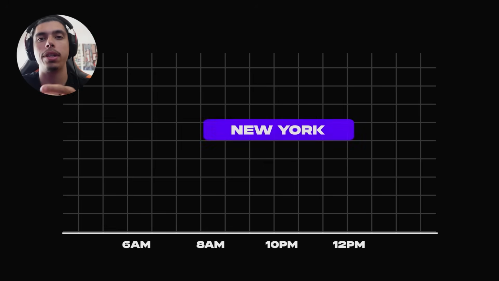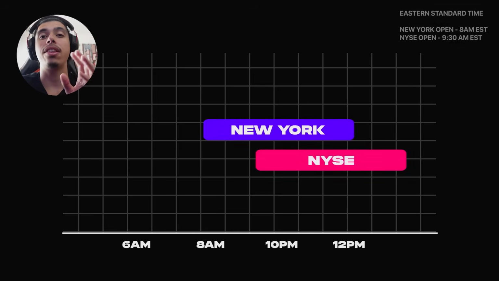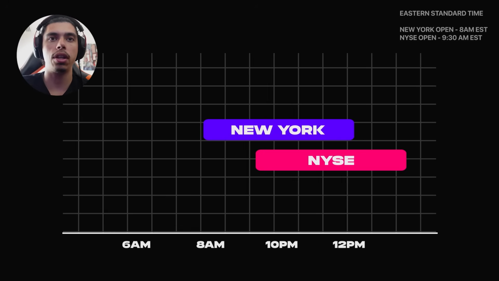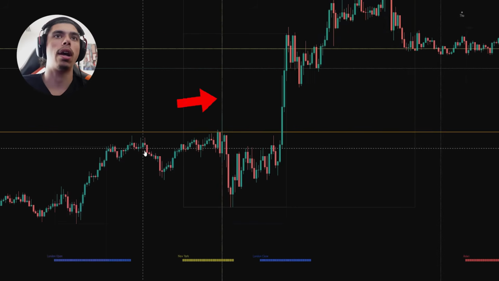So New York open is at 8 a.m. Eastern and NYSE open is at 9:30 a.m. Eastern. So convert that to your time zone. I've told you in Eastern time zone. In my time zone here, living in Dubai, it is 5:30 p.m. and I've marked it with this yellow line here.